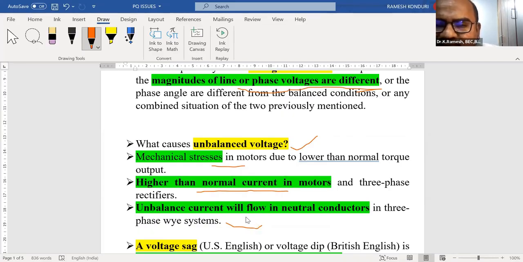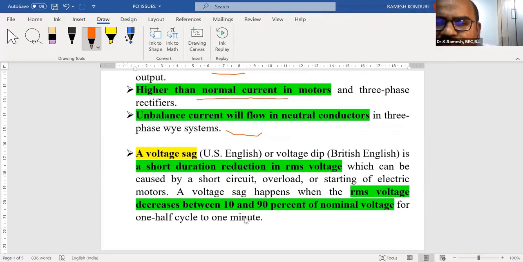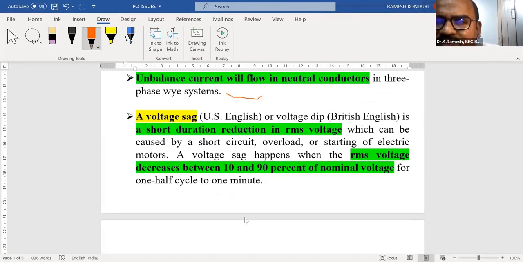Next, one of the power quality issues is voltage sag. So this is a voltage dip, or a short duration reduction in the RMS voltage. So these are all the power quality issues.